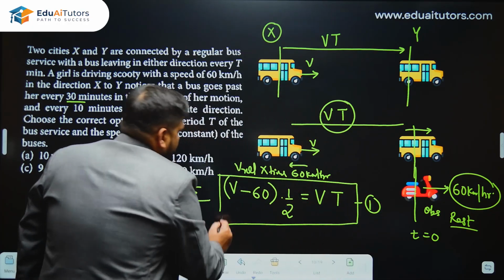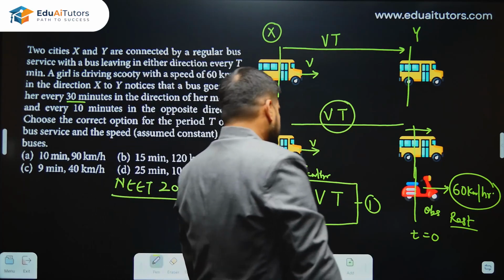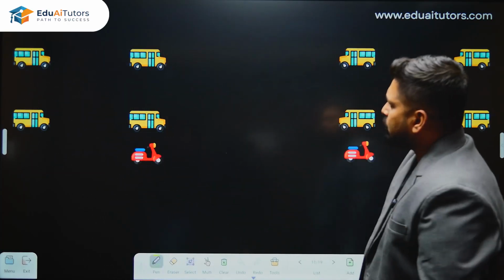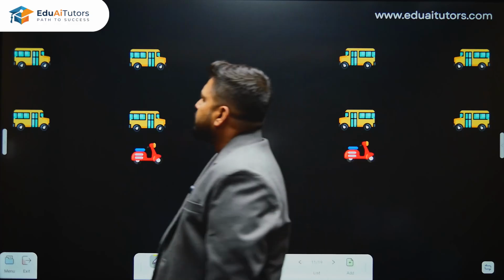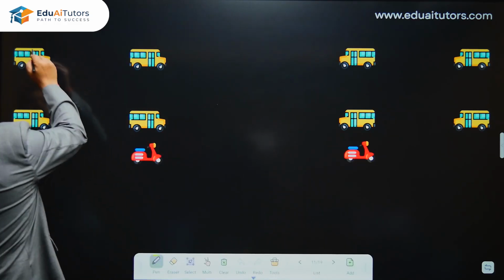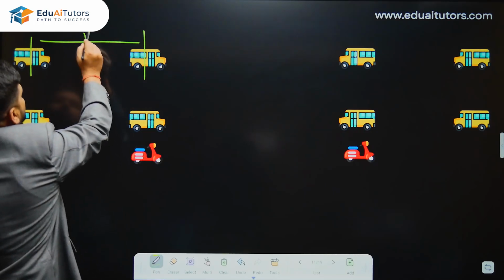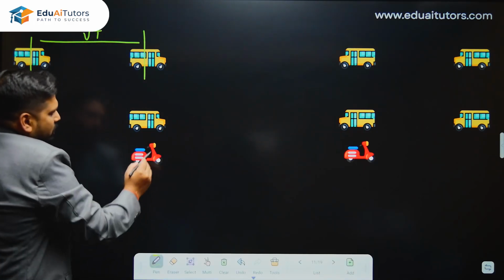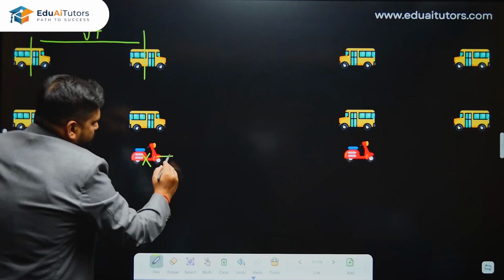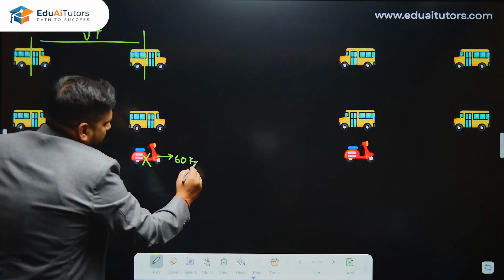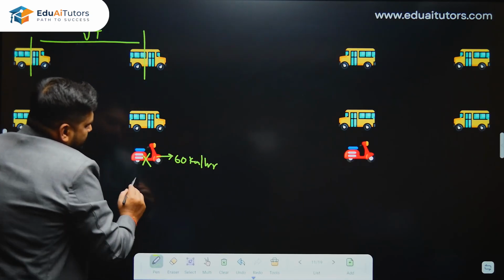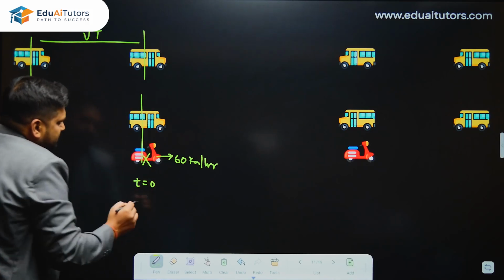This is our first equation. Let me just tell you what all things we have discussed till now. We have seen that the distance between two buses is fixed, which is going to be V into t. When we got this scooty to be at rest, which was moving with 60 km per hour, we told that at t is equal to 0, a bus is passing through.